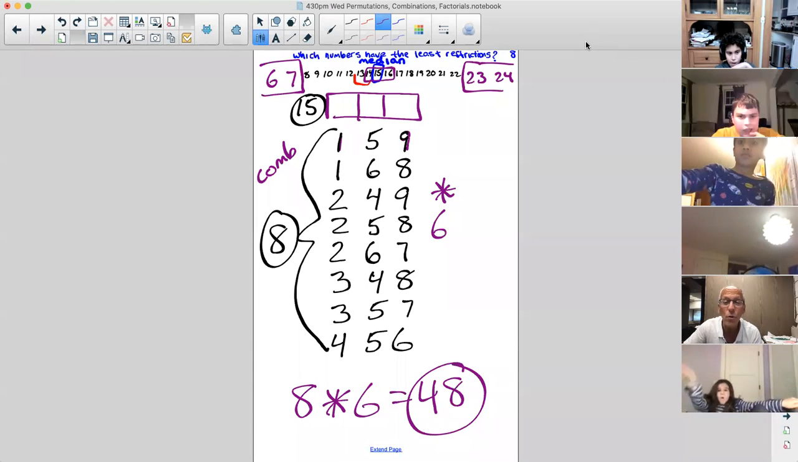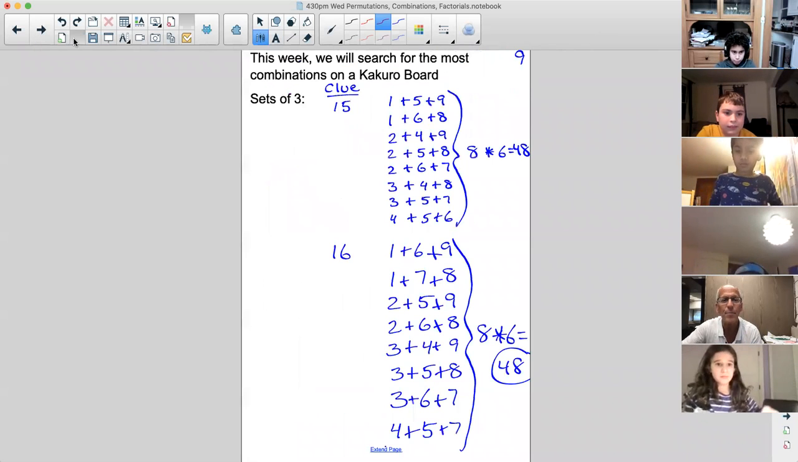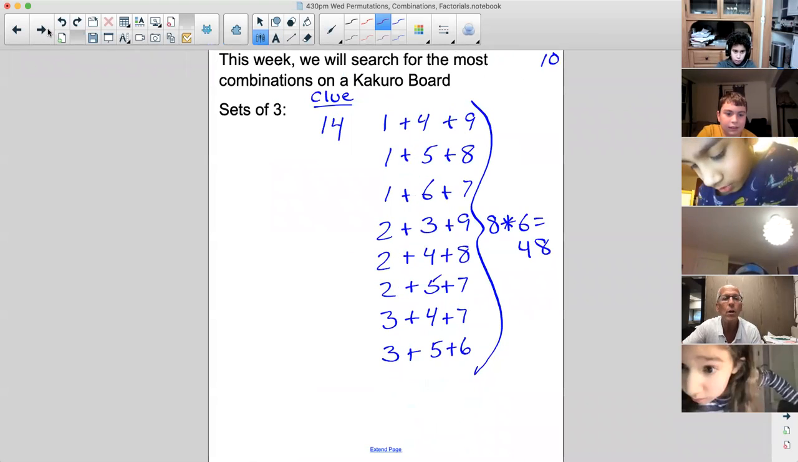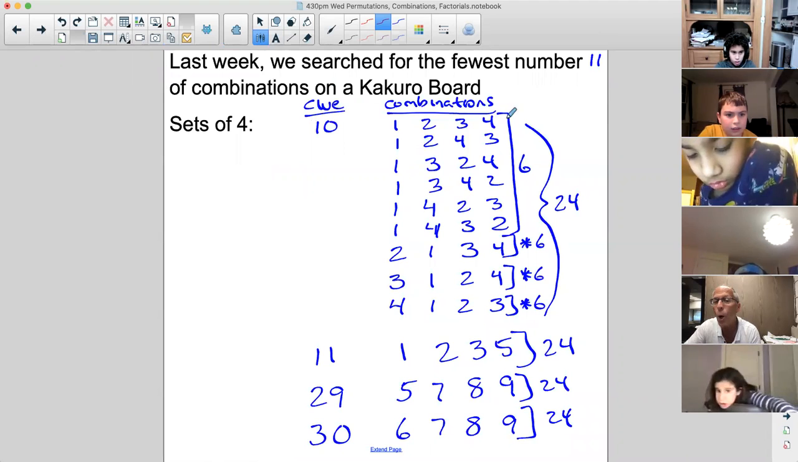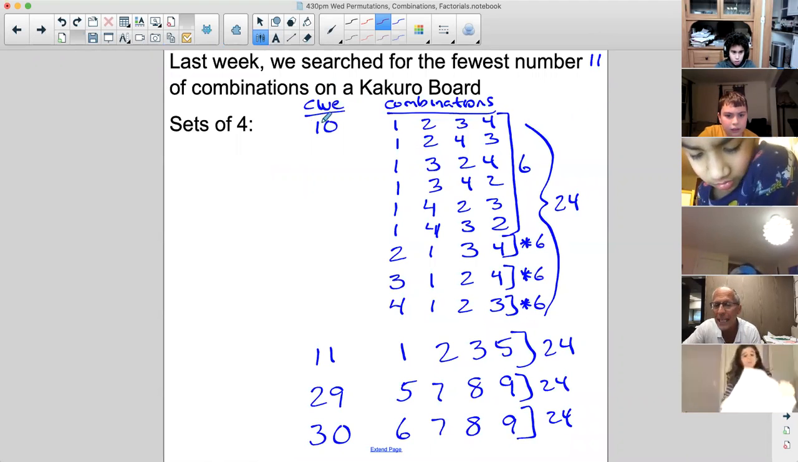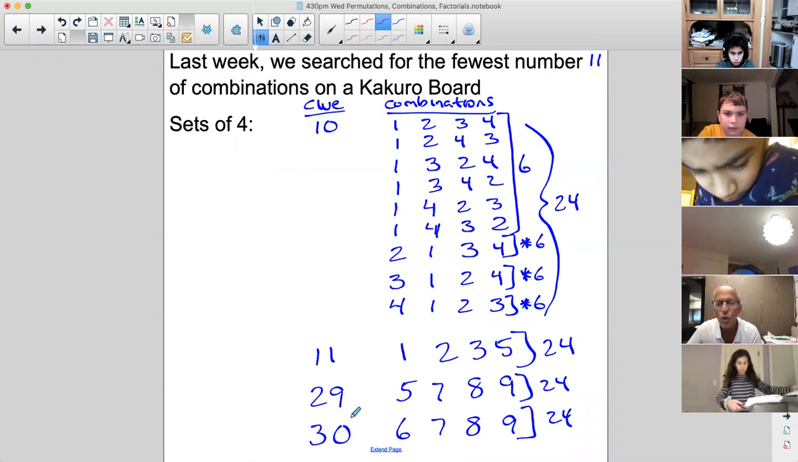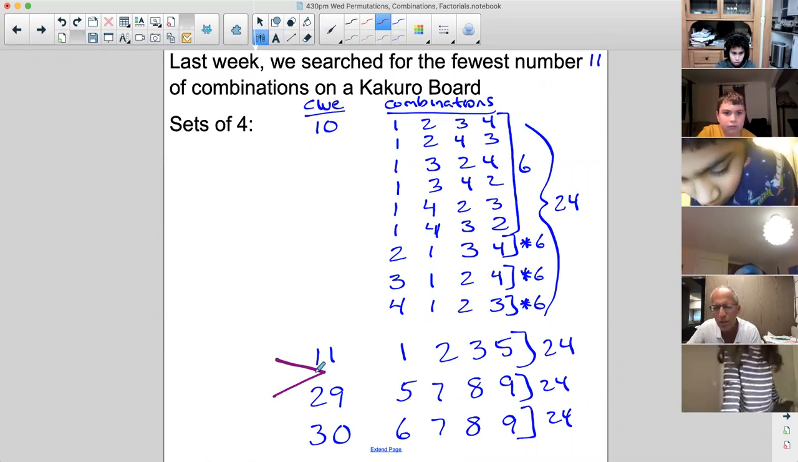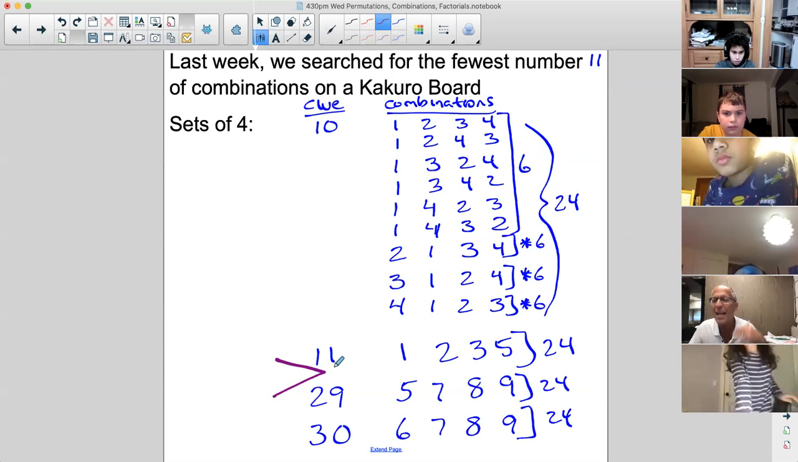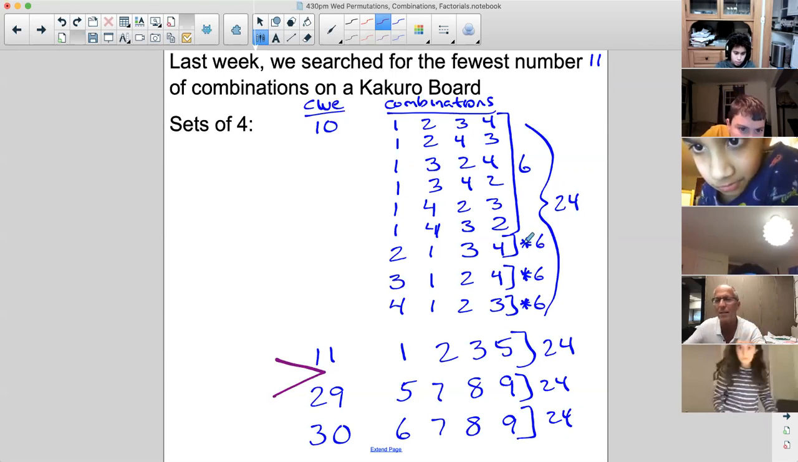Unbelievable. Now, your job this week is to think of things like this. What if we looked at sets of 4 numbers? We know that 10, 11, 29, and 30 are the absolute easiest. So somewhere in that sweet spot is the absolute worst, the one that has the most permutations. Your job is to find it.